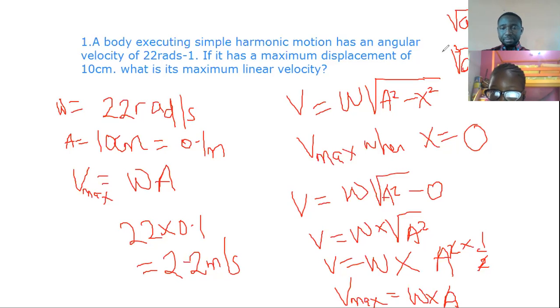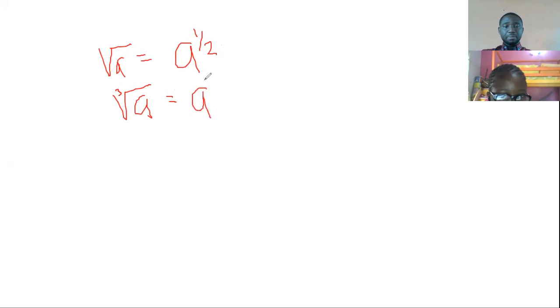So when you have the square root of anything, it is the same thing as raising it to the power of 1 over 2. I said that when you have the square root of A in indices in mathematics, it is the same thing as A raised to the power of 1 over 2. When you have the cube root of A, it is the same thing as A raised to the power of 1 over 3.